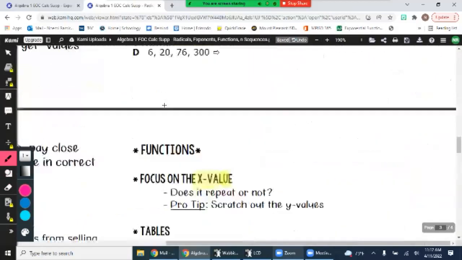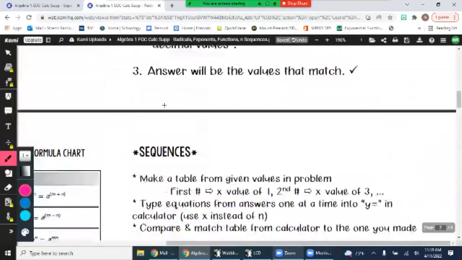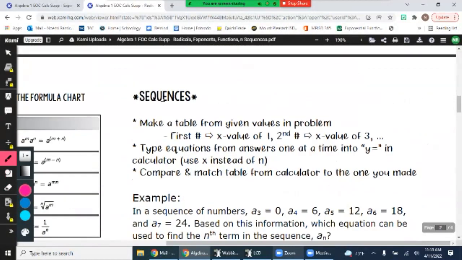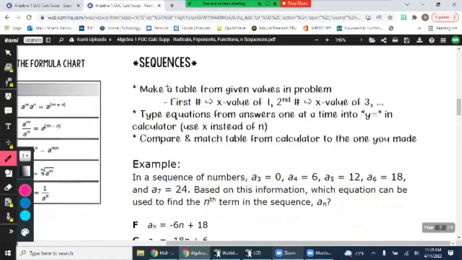Last but not least, sequences. For my class, sequences is something that I did not have time to teach this year, and it's more than likely not going to be tested. Just in case, I'm going to show you a trick to be able to solve these.